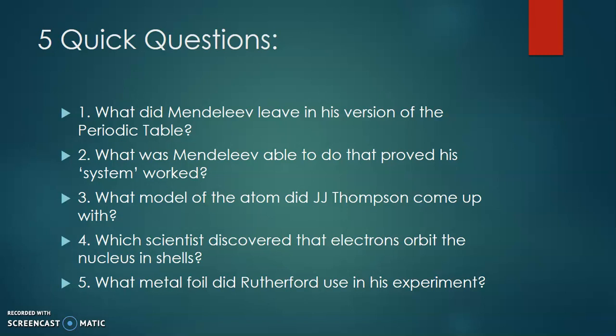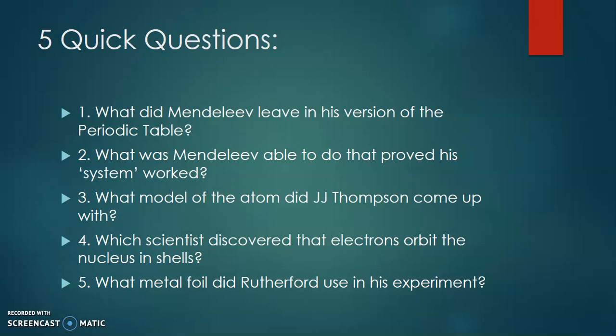Question 2, what was Mendeleev able to do that proved that his system worked? Well, what he was able to do was, based on the elements that were in the table, he could make predictions about the ones that would fit in the gaps. And then when those elements were subsequently discovered, their properties were very close to the predictions that he had made.